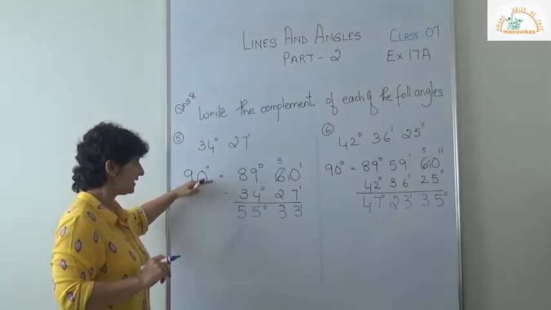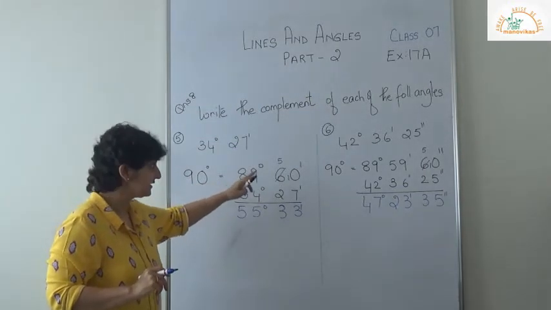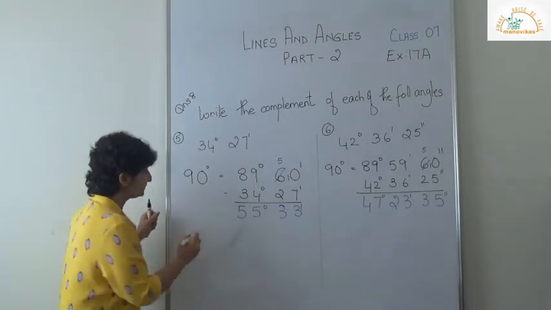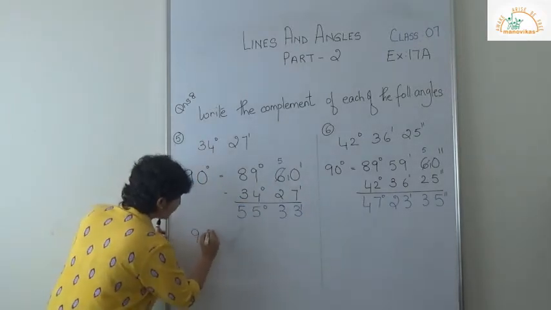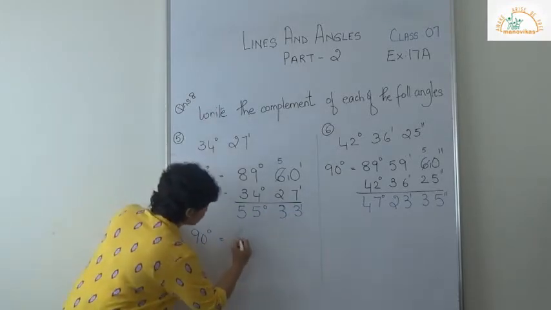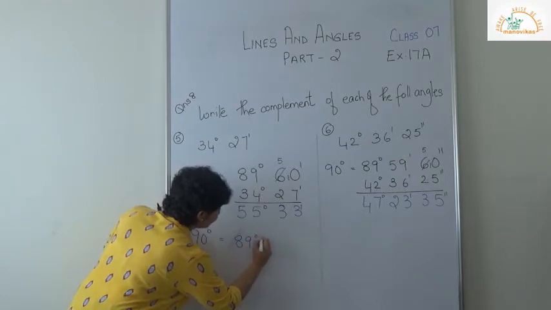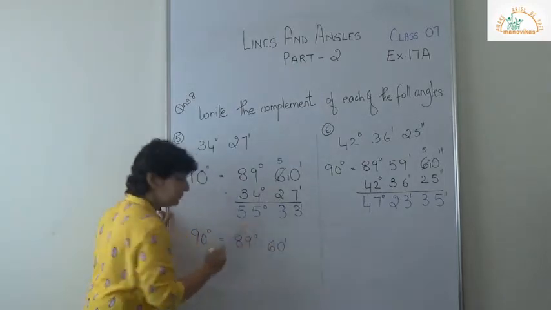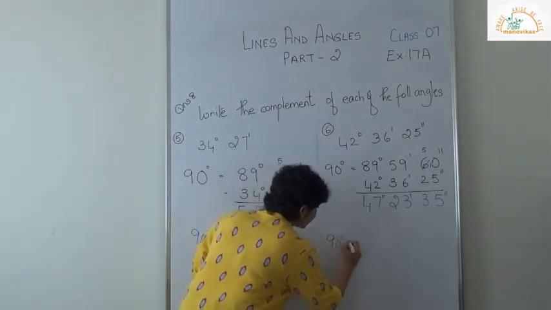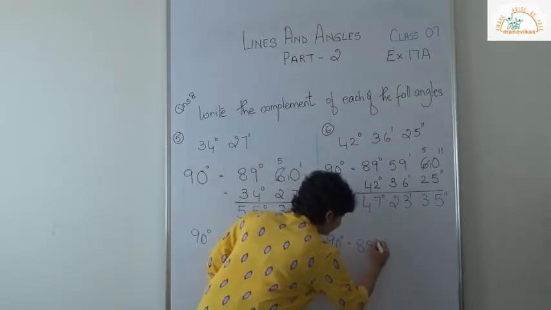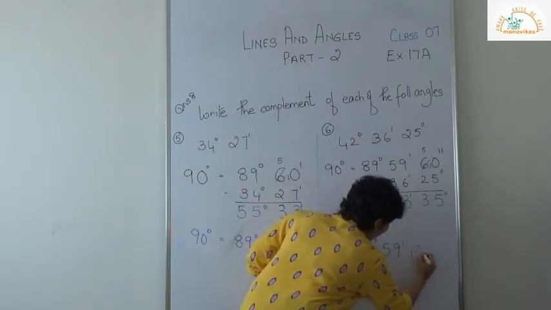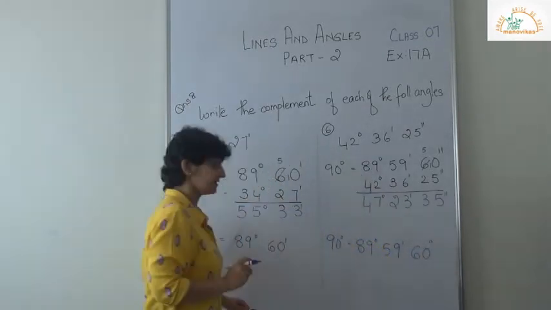Clear? Here 90 degrees equal to 89 degrees 60 seconds. Sorry, 60 minutes. I'll repeat. Your 90 degree, when you convert into degrees and minutes, this becomes 89 degrees 60 minutes. When you have seconds also, 90 degrees becomes 89 degrees, then 59 minutes and 60 seconds.